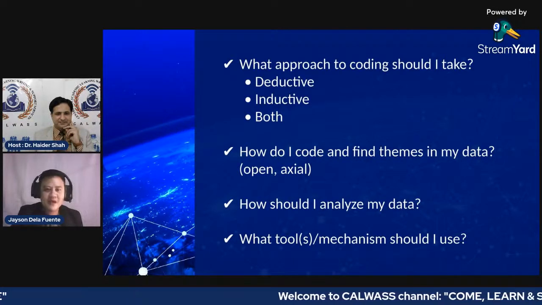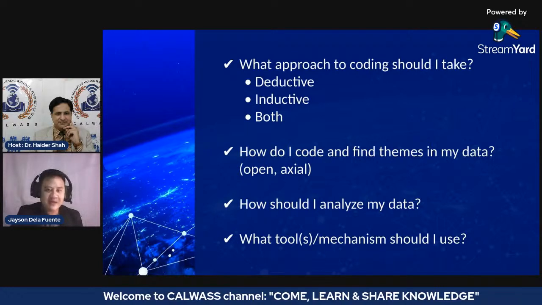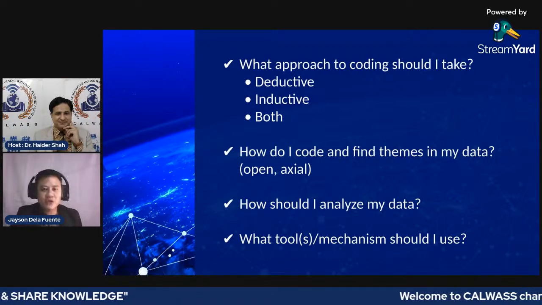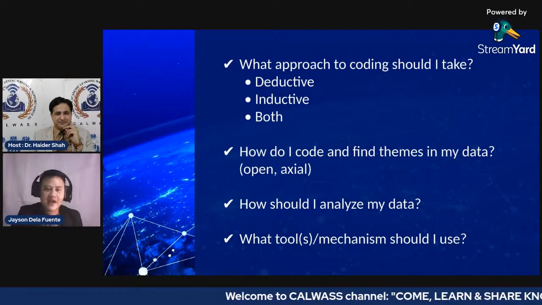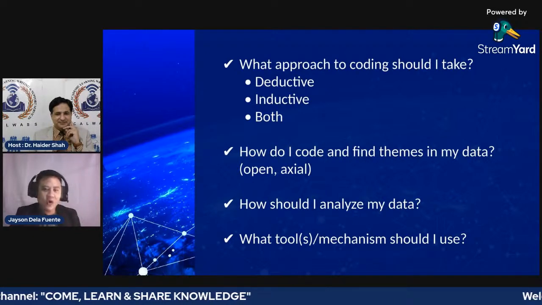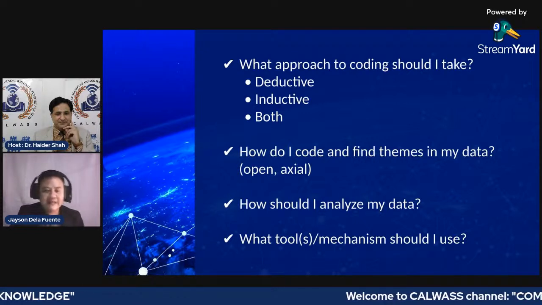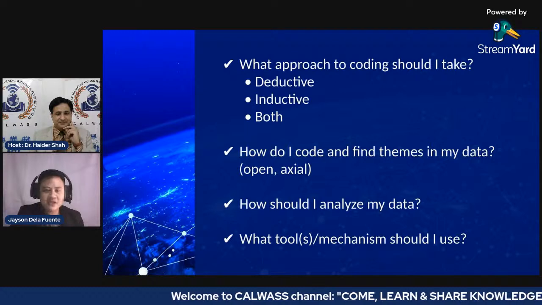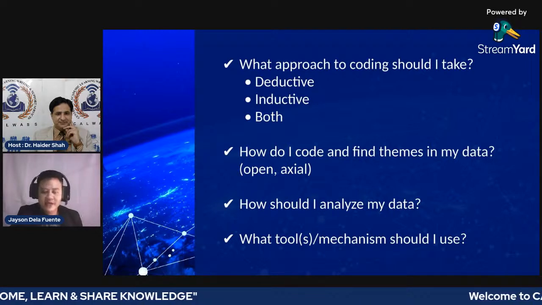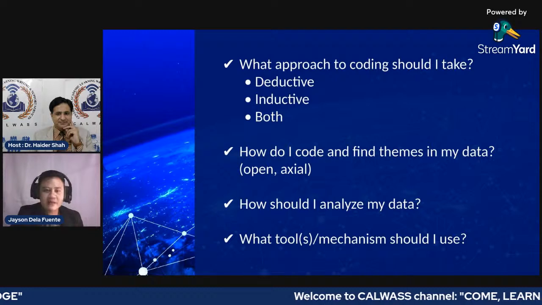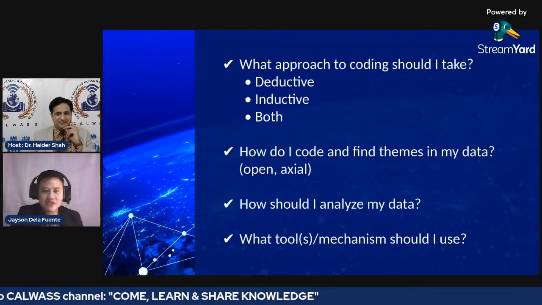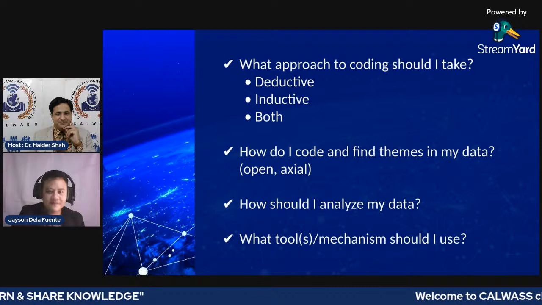What approach in coding should you take? Is it deductive, from general to specific? Is it inductive, or are you going to use the two techniques? How are you going to code and find themes in your data? Is it open or axial? Is it axial in terms of its relevance to what you are trying to explore? Is it open in terms of the connection or relationship of such gathered data to your study?